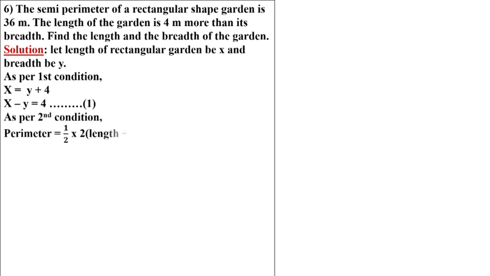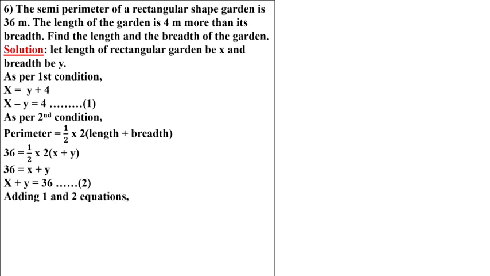As per the second condition, the semi-perimeter is given. What is the formula for the perimeter we have? 2 into length plus breadth. So half we have taken because it is given semi-perimeter. So semi-perimeter value is given 36 equal to half into 2 into length we have taken x and breadth we have taken y. Now 2 will cut. What remains? 36 equal to x plus y. We will arrange in the equation form x plus y equal to 36. That is our equation number 2.